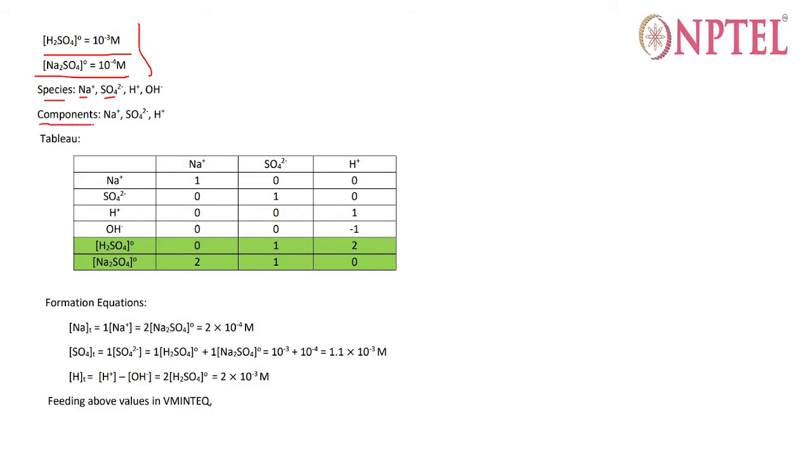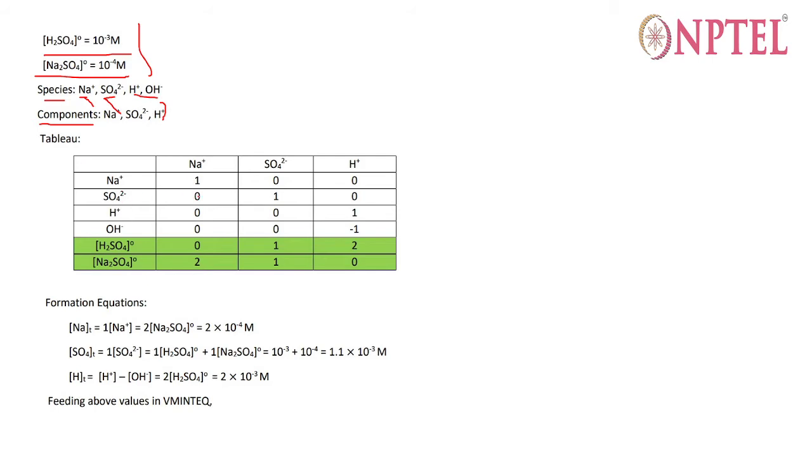In case of components, we all know that H plus will take care of OH minus also, and we are writing Na plus and SO4 2 minus. So we'll go for the tableau. In case of the tableau, we will find that there are 3 components. For Na plus, we have to get one Na plus here. No need for SO4 2 minus. If you have gone through the lectures, you already know how we are preparing this tableau.